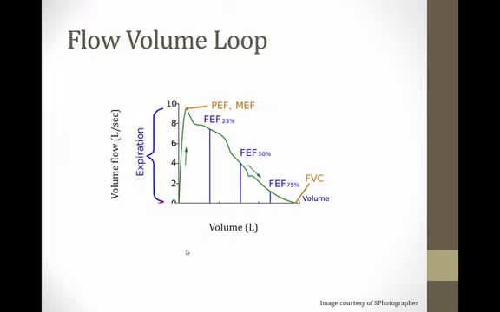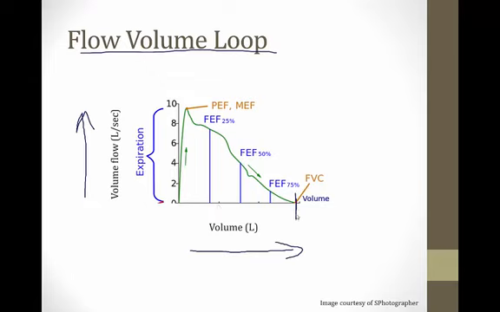Now what you'll see pulmonologists do in clinical practice is generate something called a flow volume loop from the spirogram data. What they're going to do with the spirogram data is plot the volume of air that's blown out on the x-axis and the flow rate at which air goes out on the y-axis. And you'll get a curve that looks like this green curve right here.